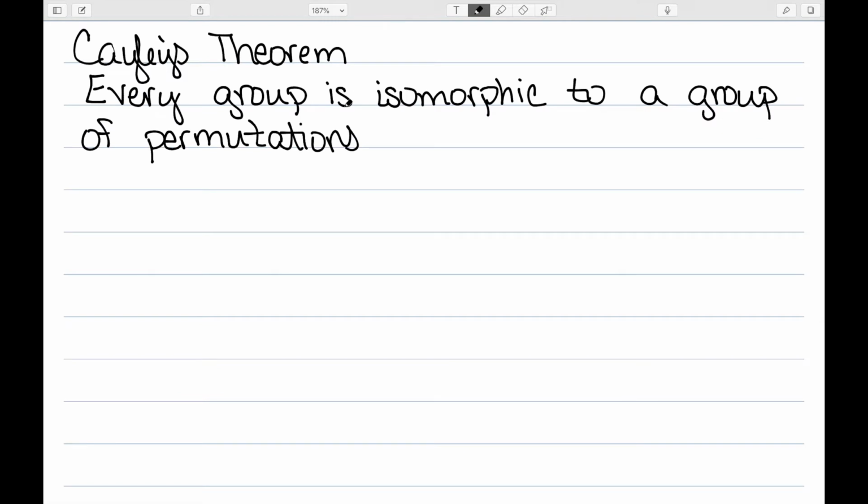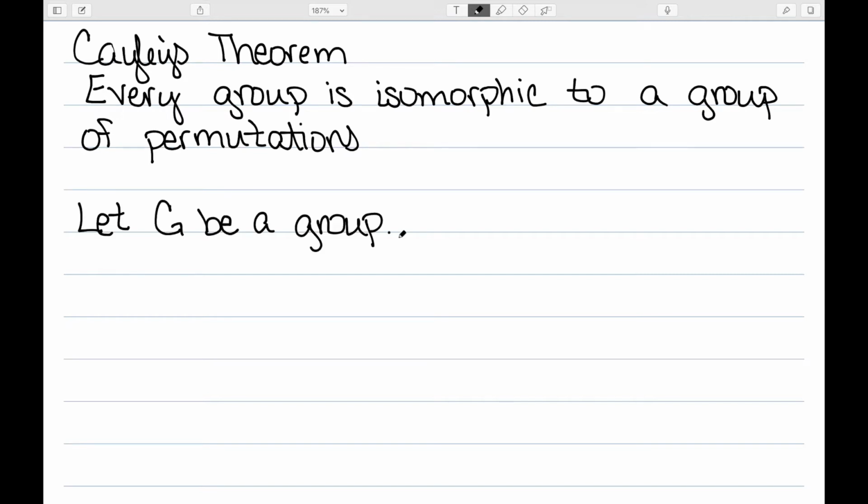Every group is either a group of permutations or a carbon copy of a group of permutations. And this is actually one of the most classic theorems in modern and abstract algebra. So Cayley's theorem says that every group is isomorphic to a group of permutations. And this is kind of a long proof, but we'll go ahead and walk through the steps.